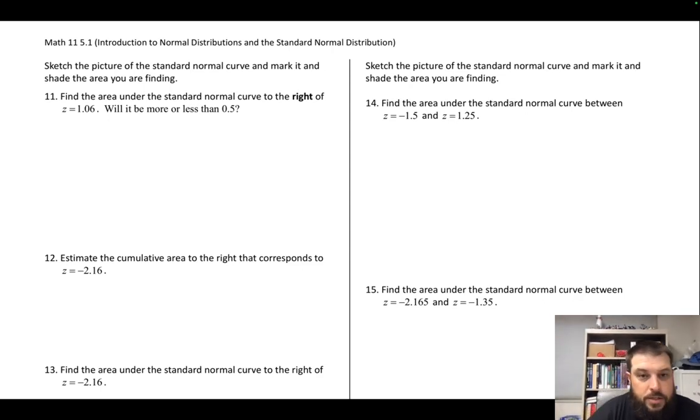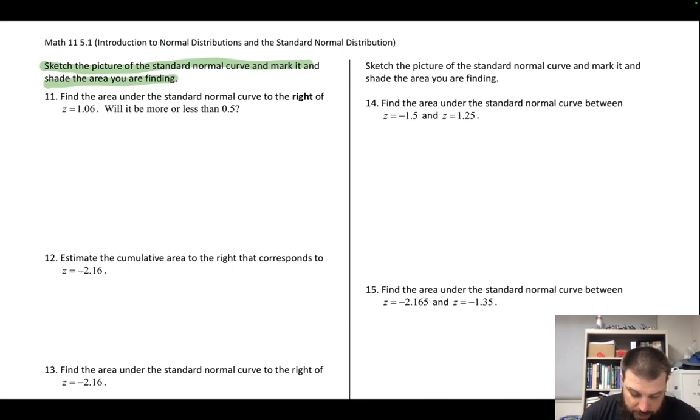All right, so let's take a look at these problems you're supposed to work on there. So remember, I want you to always sketch the picture. This will help you identify what you're looking for, right side, left side. Like this first question, 11, you should be able to identify, hey, is it going to be less than or more than 0.5? And that sketch is going to go a long way to helping you do that.